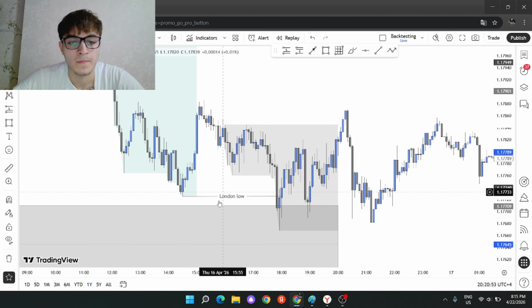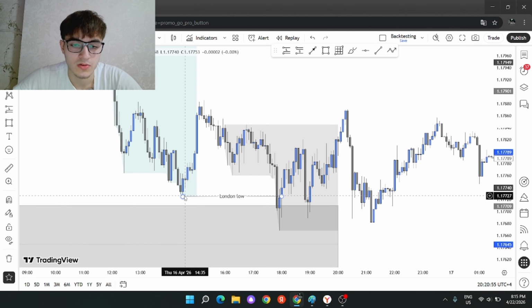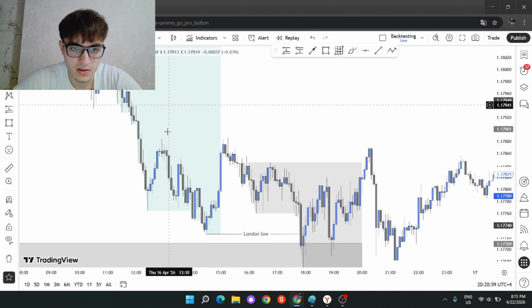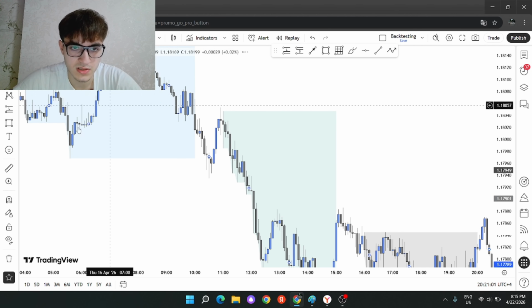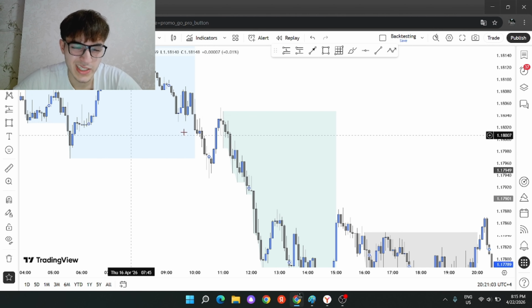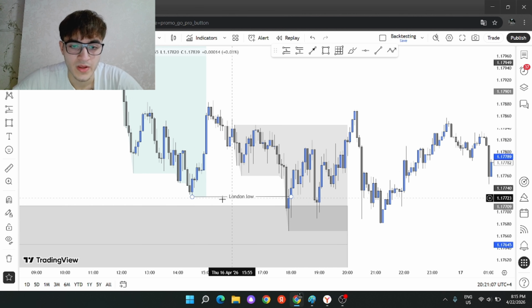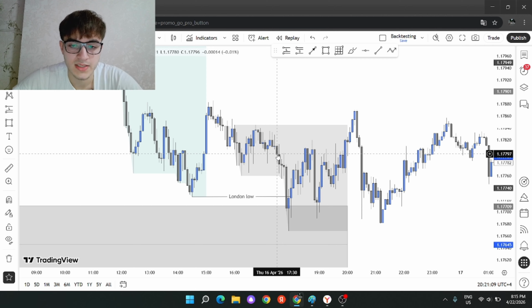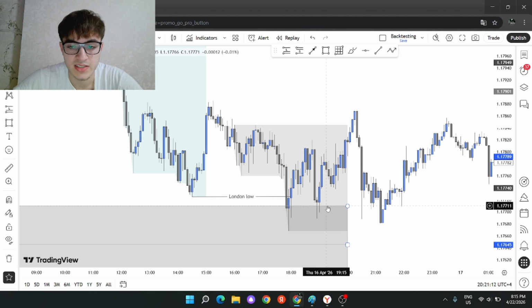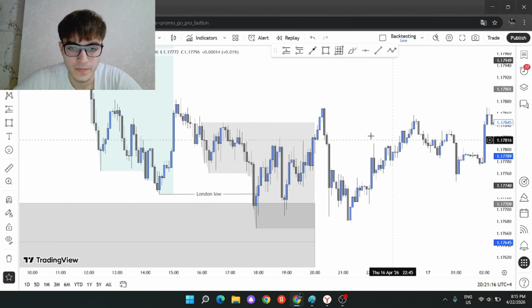So what I'm waiting for: I marked out this London low. Green is the London session, blue is like the Asian session, and this is the New York session. Price swept this London low, and after that I'm waiting for the inverse fair value gap.